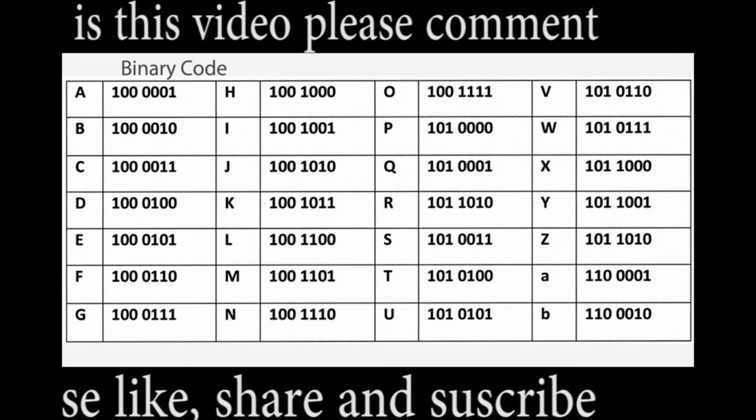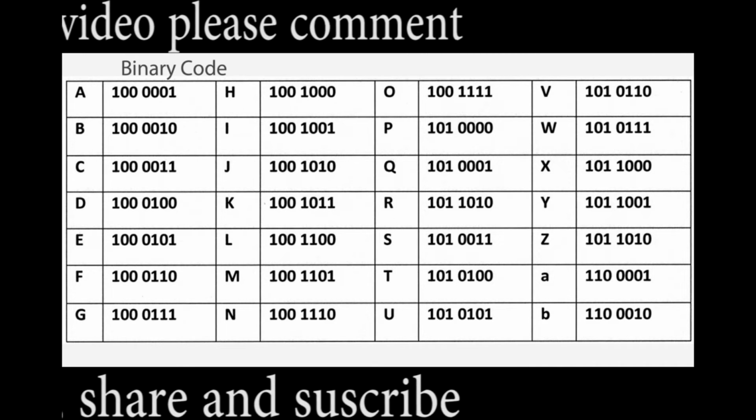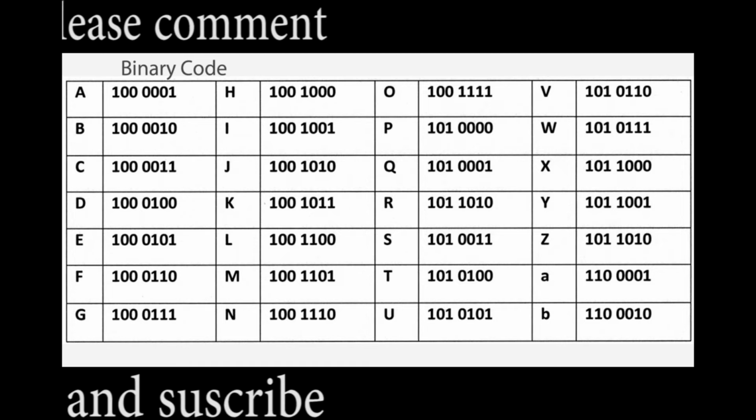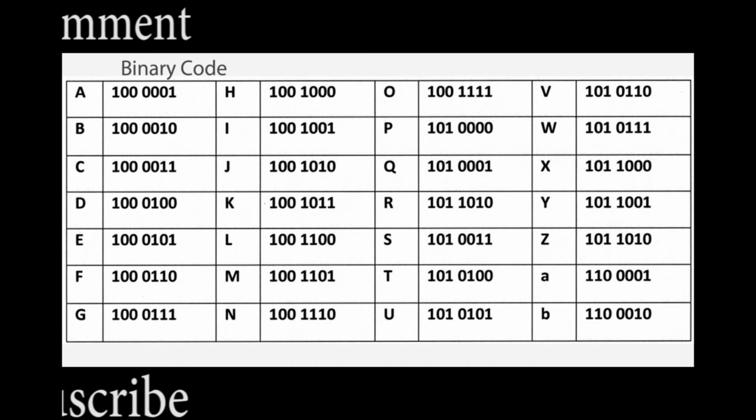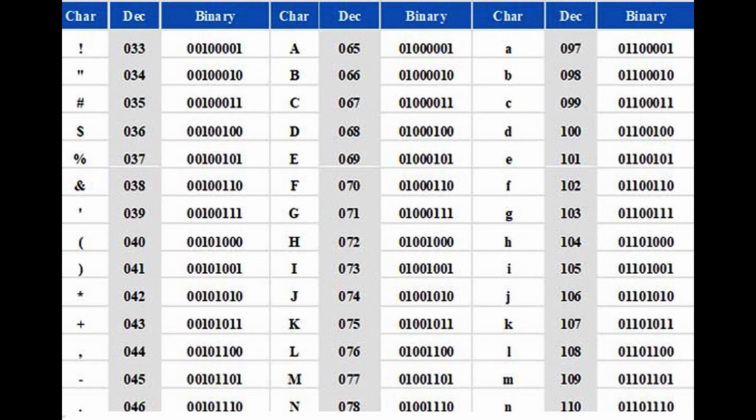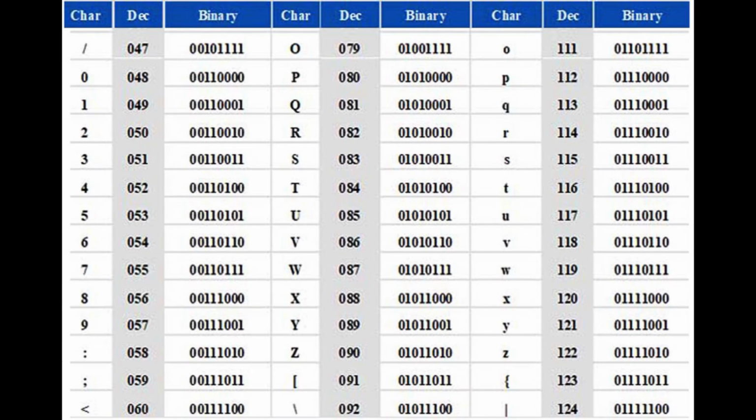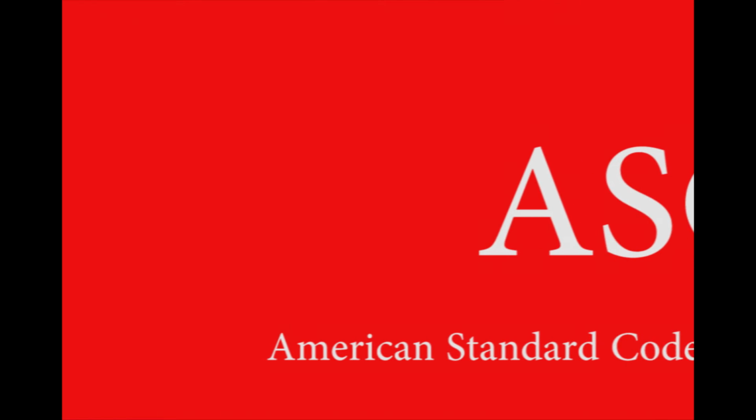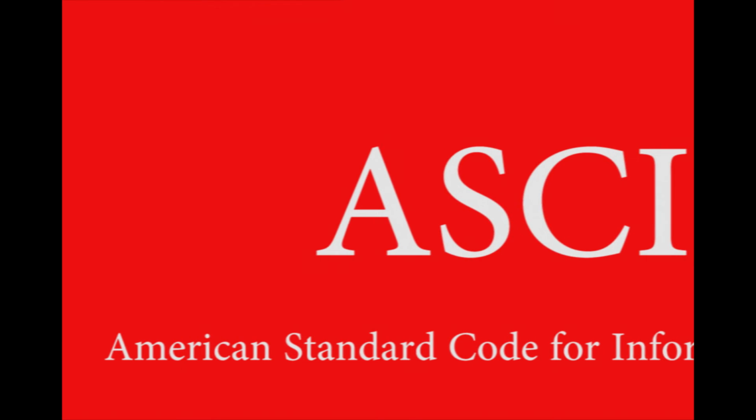I am going to show you the binary number value of A to Z. So, this is the process of text to binary and binary to text. This process is called ASCII. What is ASCII? It means American Standard Code for Information Interchange.